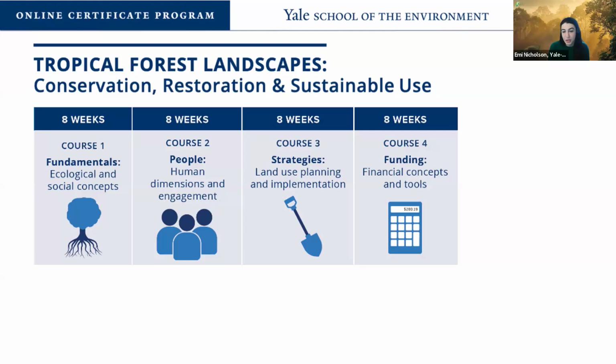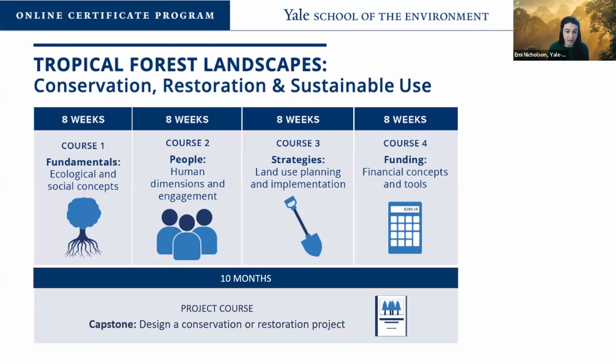We'll then move into the second course, discussing the people. What are human dimensions and engagement opportunities to work with communities and people locally or on the ground in the landscape you may be interested in? With strategies in our third course, we'll talk more about land use planning and implementation of various projects, case studies, tools, and methods that may be useful for you in these landscapes. Moving finally into our funding course in the fourth part, where we talk a lot about finance concepts, tools, and maybe even some emerging trends and observations in the area of funding tropical forest landscapes. And while this is all going on, you're going to be taking these key aspects of knowledge and theory and applying them more towards practice in your capstone course.